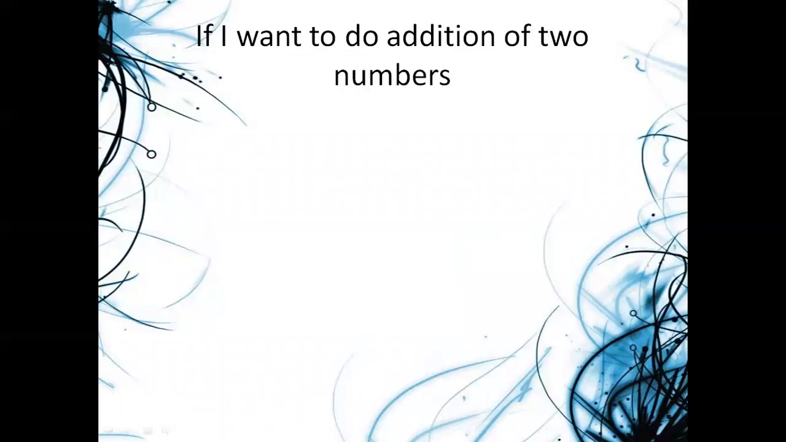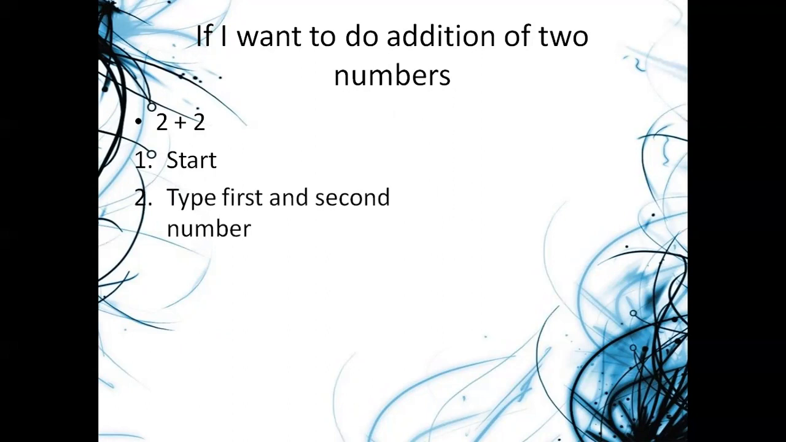Now let's understand by one example. Previously we have learned how we can write the algorithm for this, if you want to do addition of two numbers. So first step, here I have made some changes, and please remember these steps. First step, always it will be start. The algorithm will start with the word start and it will end with the word stop. So the second step will be, we will type first number and second number.